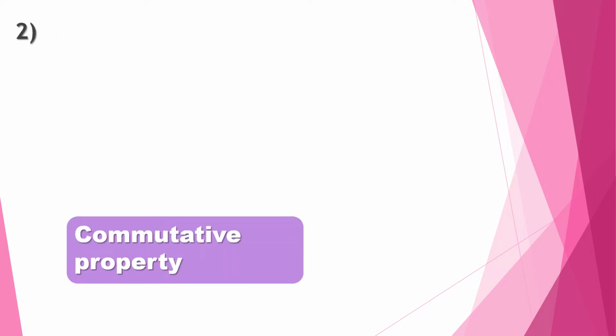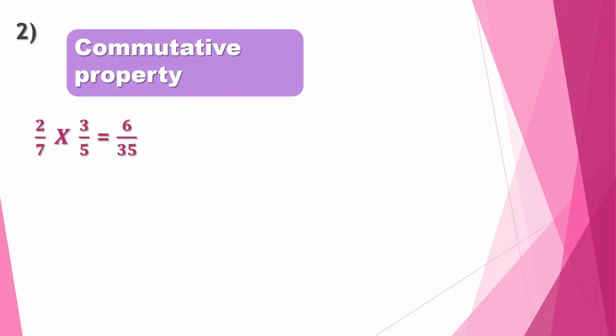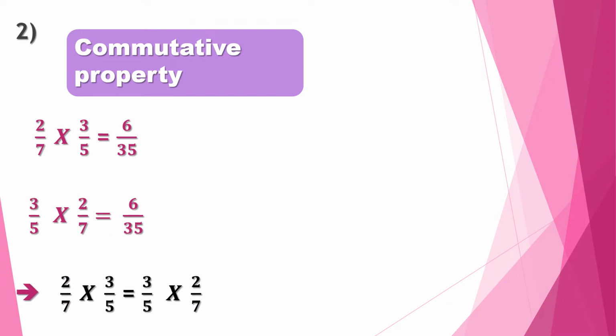Number 2, the commutative property. 2 over 7 times 3 over 7 will equal 6 over 35. By exchanging the places of the rational number to be 3 over 5 times 2 over 7 will equal also the same result, 6 over 35. So the commutative property is satisfied in multiplication. 2 over 7 times 3 over 7 equal 3 over 7 times 2 over 7. The result doesn't change.